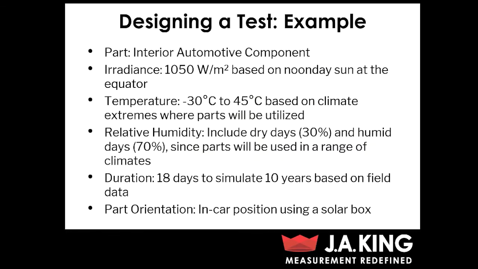So I just want to now go through an example of designing an actual test and walking through the steps and choosing all of these parameters. So in this case, we're going to assume that we're testing an automotive interior component. So the first thing that we're going to want to look at is irradiance. Usually when you're designing a test, you're always going to want to base it on the worst case scenario. So if we're looking at irradiance, 1050 watts per meter squared is noonday sun at the equator. So that's going to be your worst case scenario. So that's what we're going to go ahead and choose for this test.